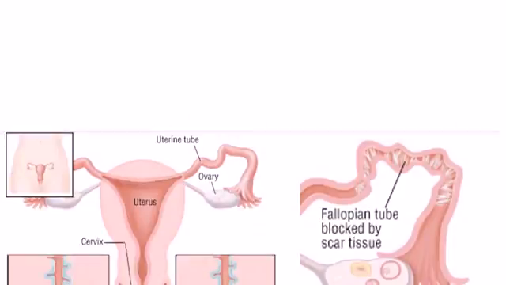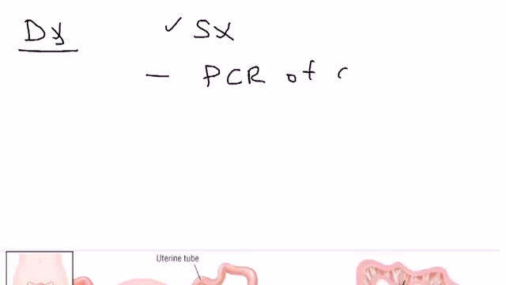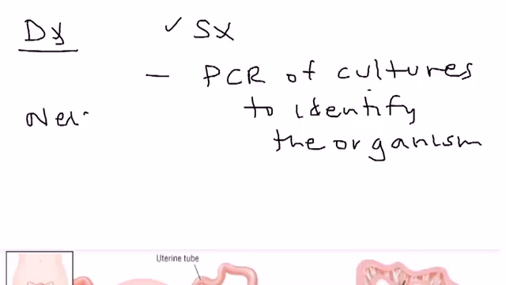Alright, so how do you diagnose PID? Well, obviously the symptomatology that I mentioned before, that classic triad: abdominal tenderness, adnexal tenderness, and cervical motion tenderness. So that's definitely helpful. But then you also need to do either PCR or cultures to identify the organisms. And if you remember, the organisms were Neisseria and chlamydia, which are the two most common.